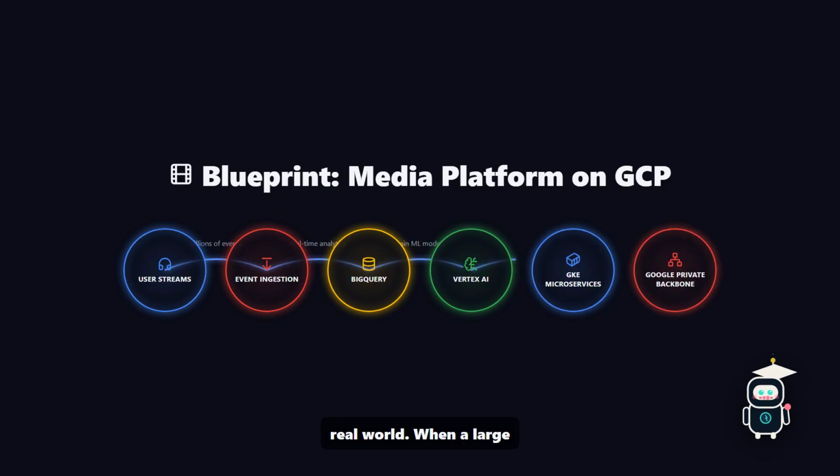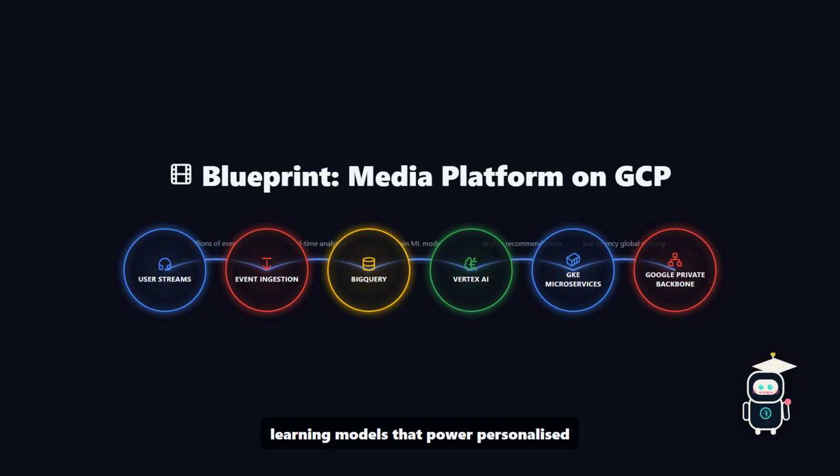Let's ground this in the real world. When a large media platform needs to handle billions of daily streams, they'd turn to Google Cloud Services. The data pipeline: every user stream flows into event ingestion, then into BigQuery for real-time analytics. Vertex AI trains machine learning models that power personalized recommendations. GKE serves hundreds of microservices, delivering low-latency audio globally through Google's private backbone. This diagram isn't just a concept. It's a blueprint of the exact skills top employers want you to master.